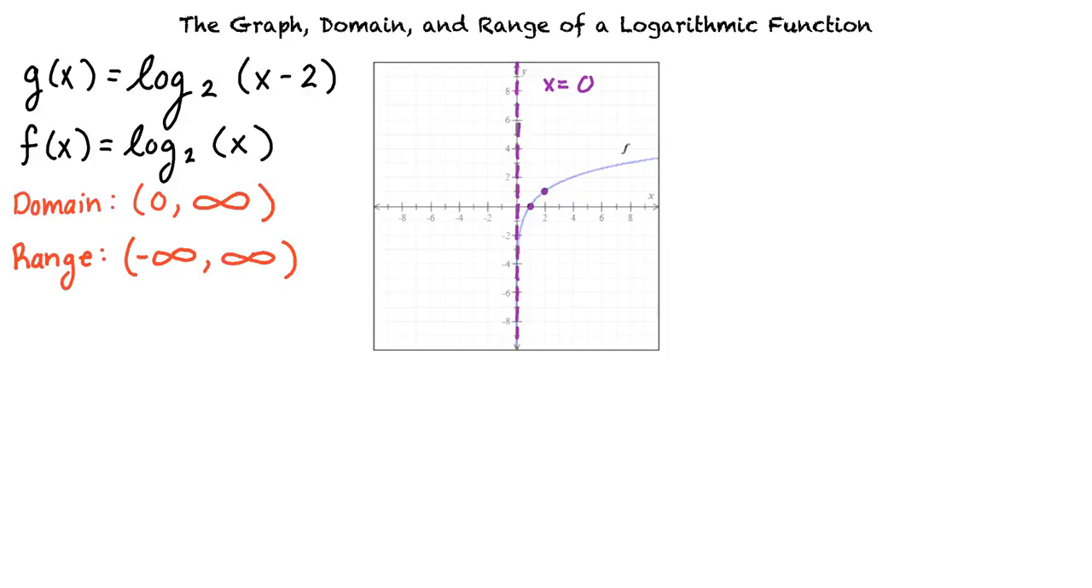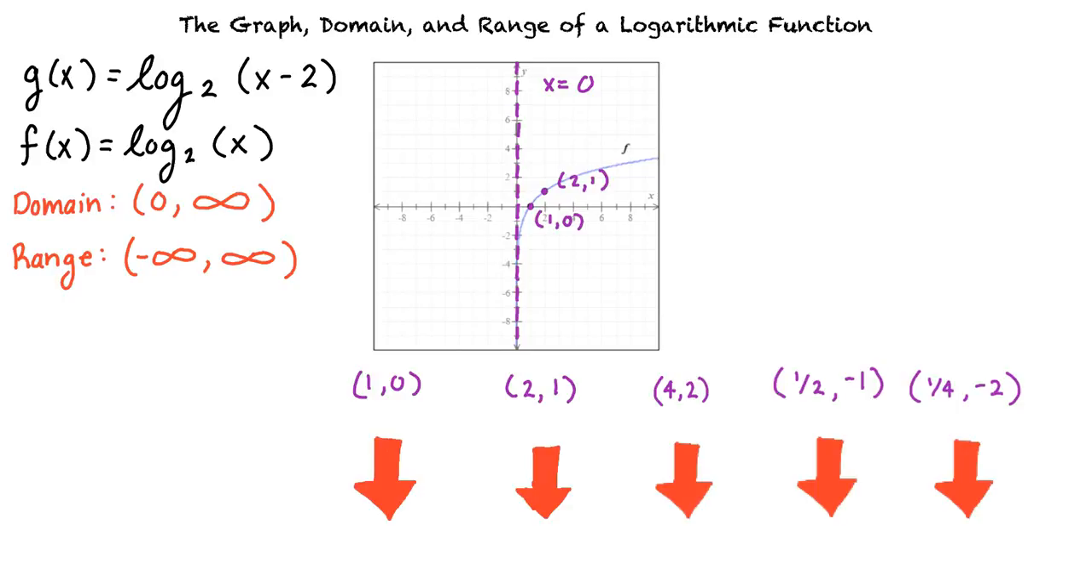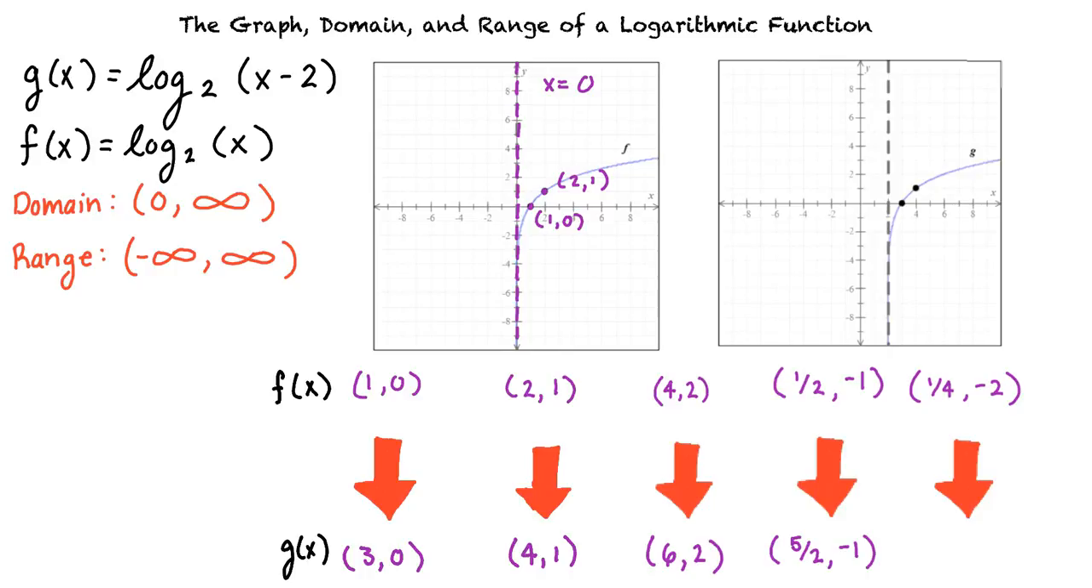To plot the graph of the function g of x, we can find 5 points that will be on the graph by shifting the points from the graph of f of x. So (1, 0) becomes (3, 0), (2, 1) becomes (4, 1), (4, 2) becomes (6, 2), (1/2, -1) becomes (5/2, -1), and (1/4, -2) becomes (9/4, -2), after we shift them 2 units to the right. This can be done by adding 2 to the x values of the points we found for the graph of f of x. We now have our graph for the equation g of x equals log base 2 of x minus 2.